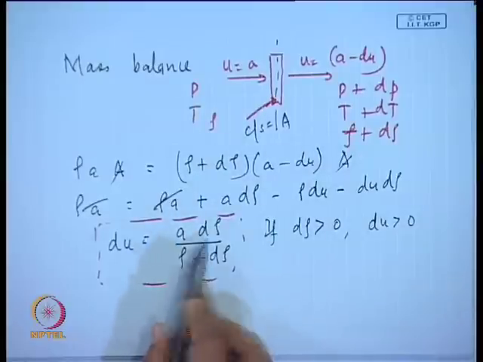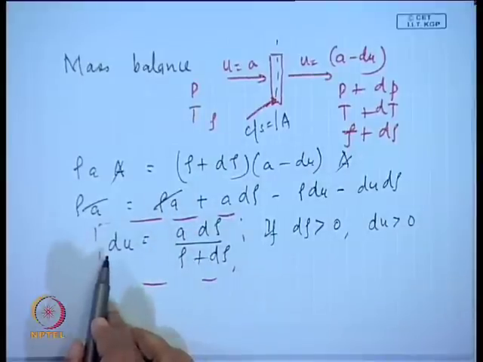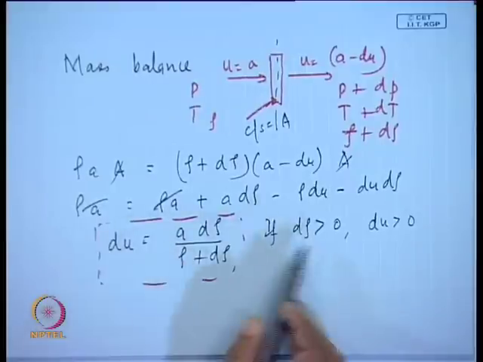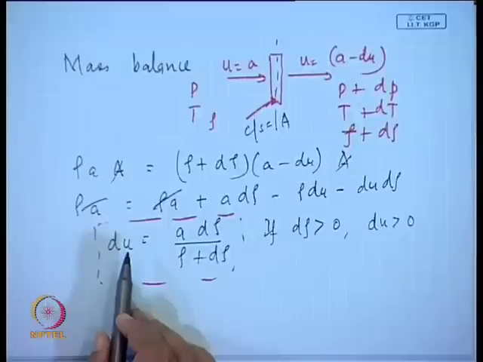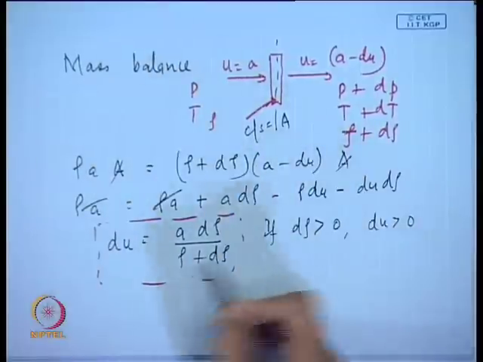If d rho is greater than 0, d u has to be greater than 0, agreed? Or in other words, whenever a compression wave travels through a fluid, it definitely leaves the fluid moving in the direction of the wave. d u times d rho is a small multiplication of two small terms. We will be neglecting it at the end.